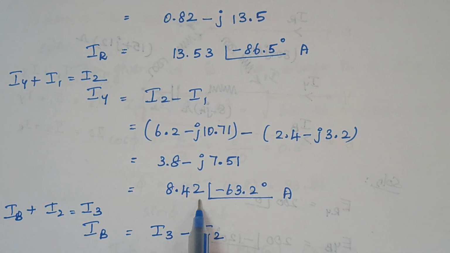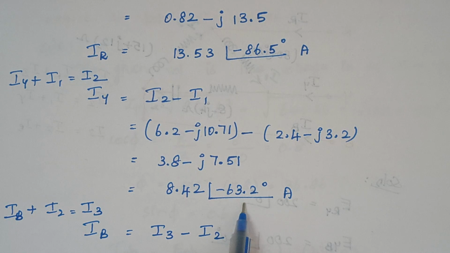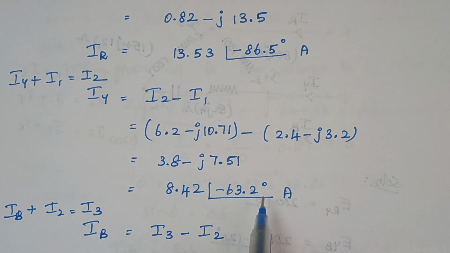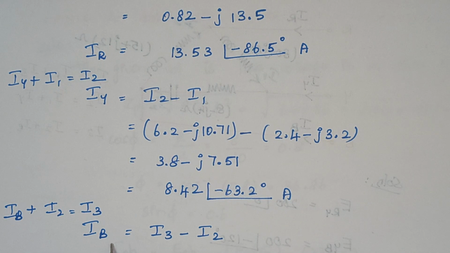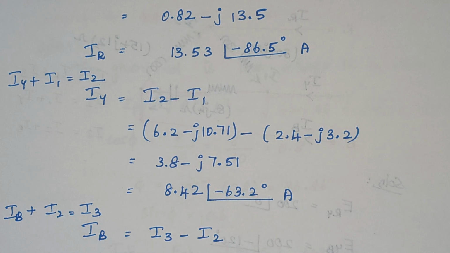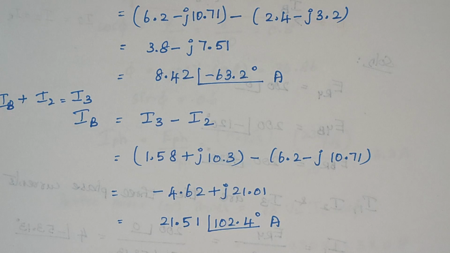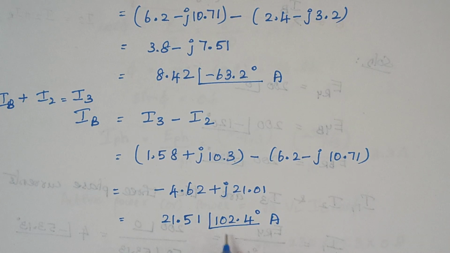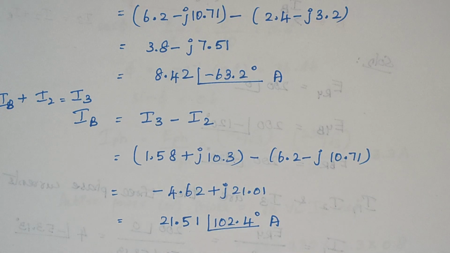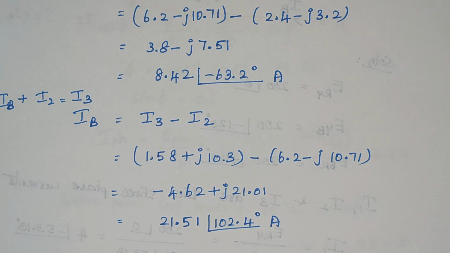It is 8.42 with an angle of minus 63.2 degrees. And finally, the value of IB is given as I3 minus I2. So again, just substitute the values and here finally the answer is 21.51 with an angle of 102.4 degree amps. So these are all the values of line currents. Here comes the end of this problem. We will proceed with the next one.